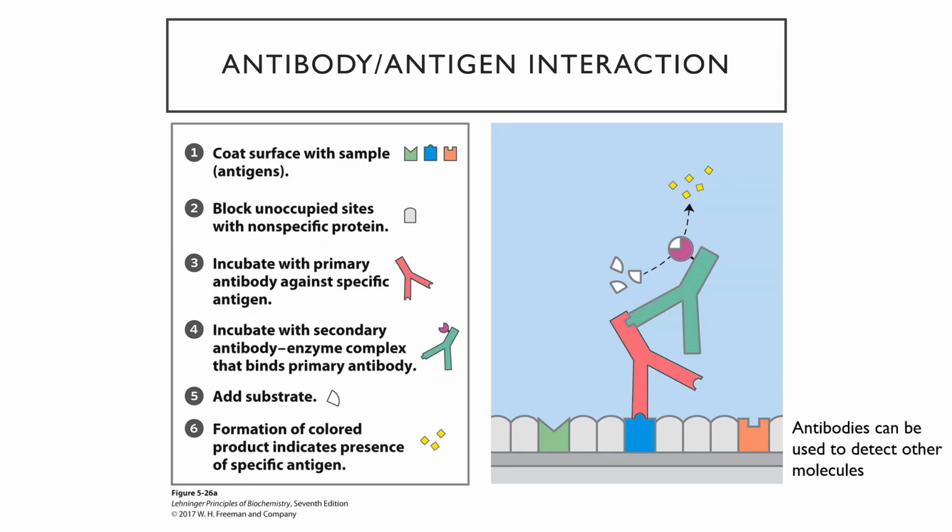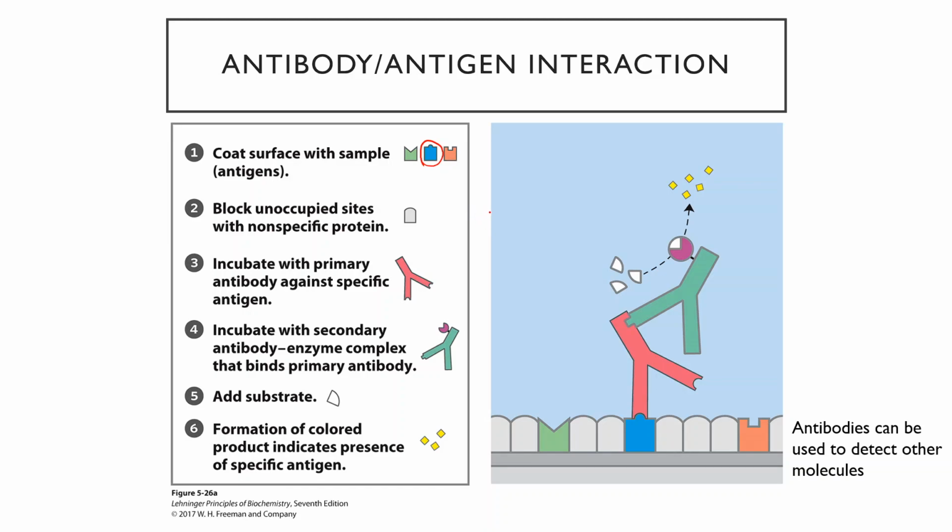So this is an example where you could take a culture dish and coat it with antigens from your sample. Let's say you want to know if my protein of interest is present in a mixture of other proteins. So this is our protein of interest. What you can do is put it in a culture dish and coat that surface with those molecules. So it'll be mixed with a whole bunch of other molecules that maybe you don't care about.